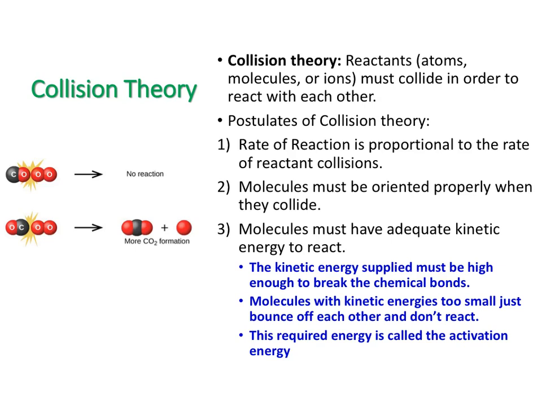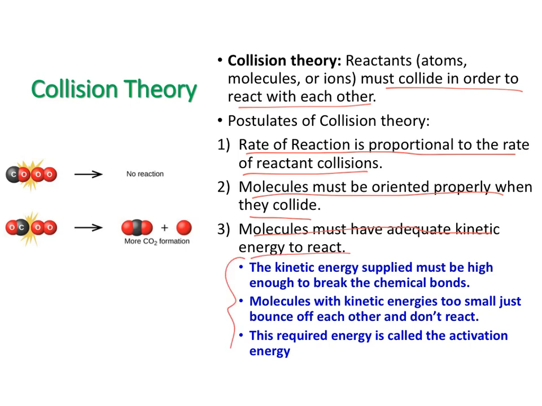So in a previous section, we discussed a little bit about collision theory, even though we didn't actually call it that. But we discussed how molecules, particles, atoms, whatever they are, have to collide in order to react with each other. And the actual postulates of this theory are that the rate of the reaction is proportional to the rate of the collisions. Our molecules must be oriented properly whenever they collide in order for the reaction to occur. And the molecules must have adequate kinetic energy to react.